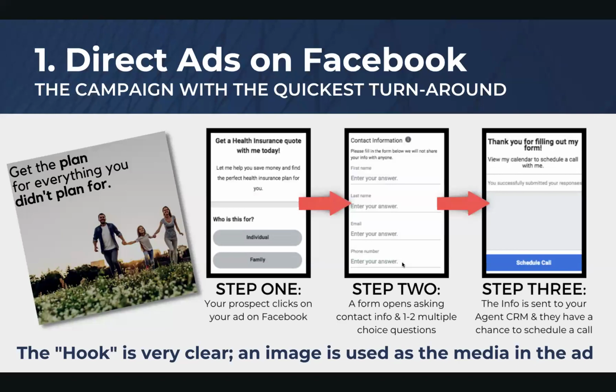So now, we start with a quick little survey so that we can identify who it is that they're looking to provide insurance for. Is it for the individual or the family? Then we get their contact info and then a thank you. Now, this thank you on this, you can have that button go anywhere you want. I recommend having them schedule a call with you. We want them to self schedule on your calendar. In this case, the hook is very clear and an image is used as the media in the ad.